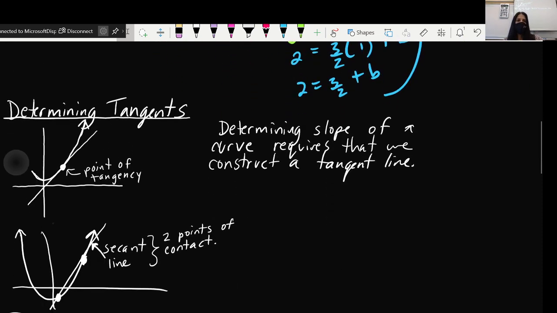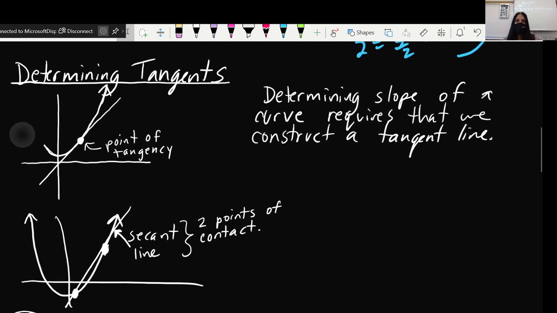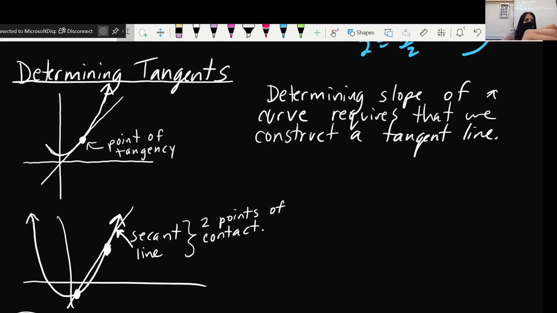Okay, next thing is let's take a look at these graphs. Determining tangents. So taking a look at our first graph here, if I have what looks like it was going to form a parabola, a tangent is basically just a straight line that touches at one point. So this thing here is our point of tangency. If we were to zoom in, because it's hard to tell with my writing, it would only touch at one particular point. By definition, that's what a tangent is. So determining the slope of a curve requires that we construct a tangent line. So that's what it is in the first graph there.